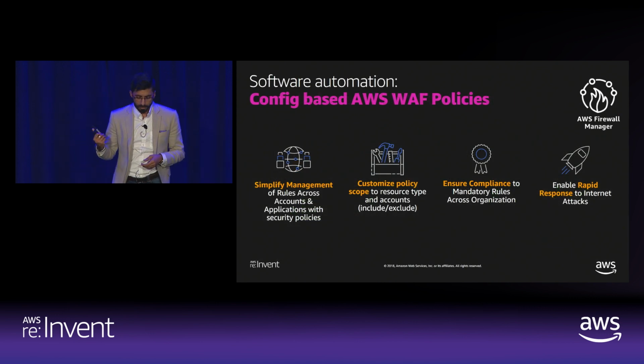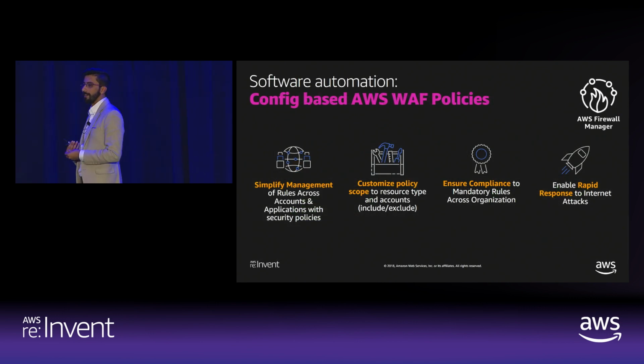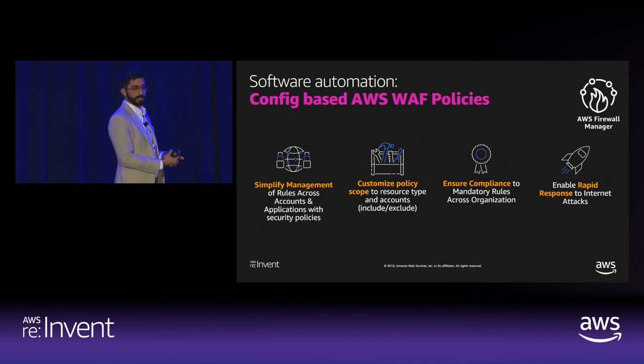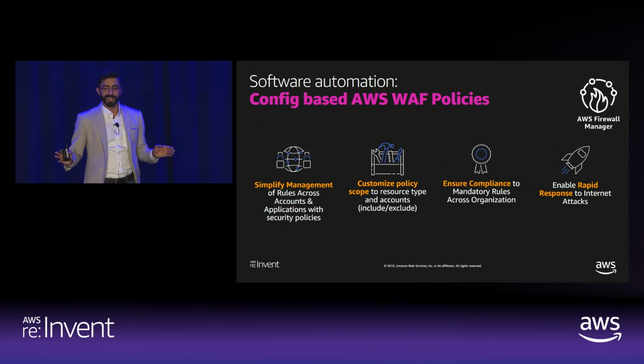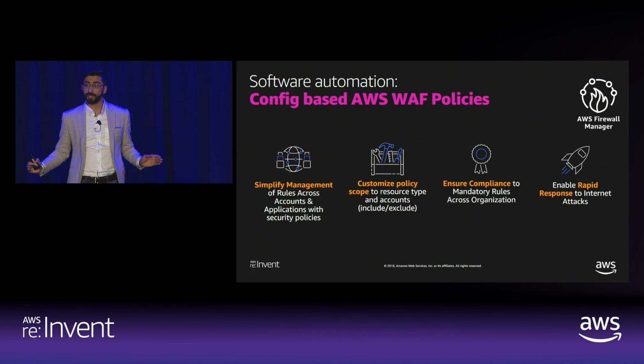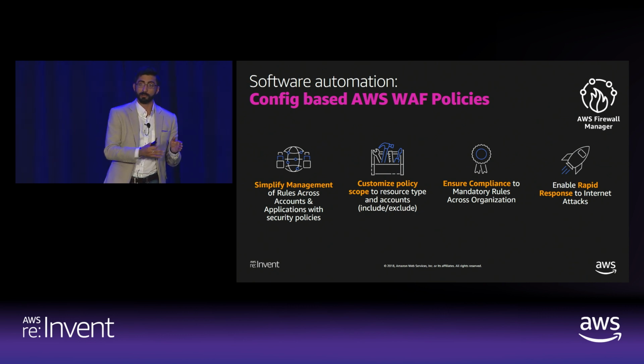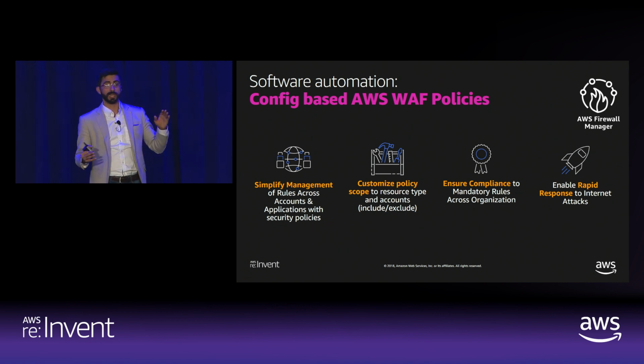Finally, based on a lot of feedback that we started getting, we also came out with config-based automations that customers could do. And in April, we launched AWS Firewall Manager. Now, Firewall Manager helps you simplify rules across accounts as well as applications with security policies. And you can customize each of those policies to a resource type with a tag, as well as include or exclude certain accounts for it.